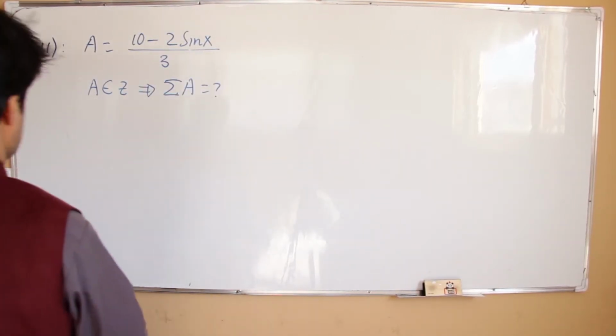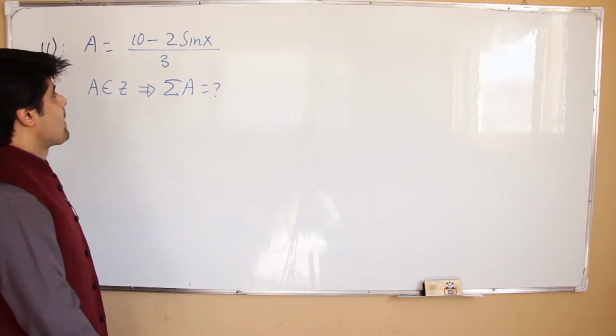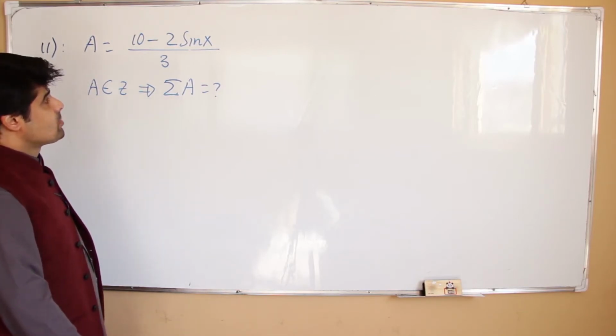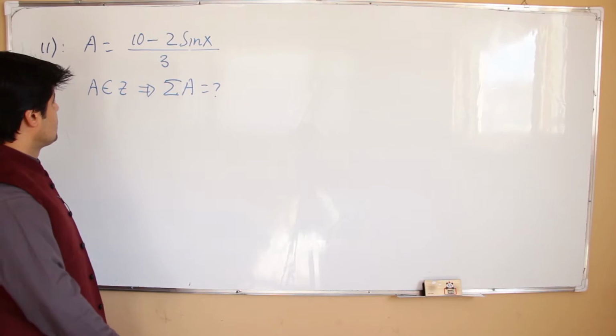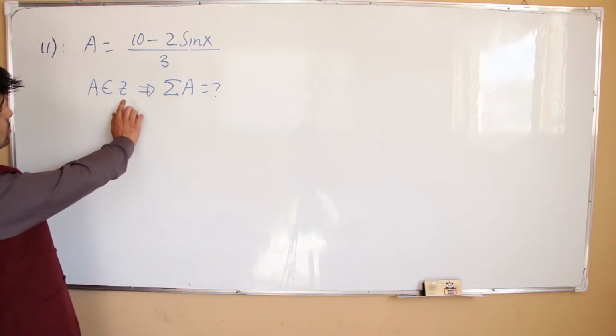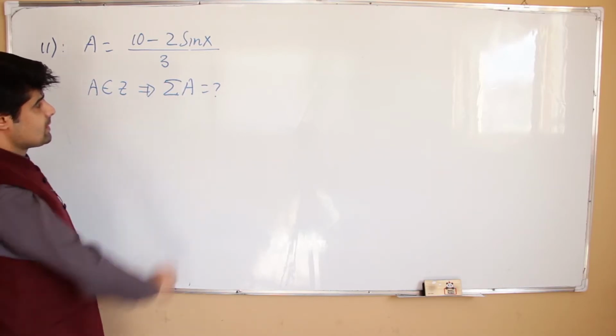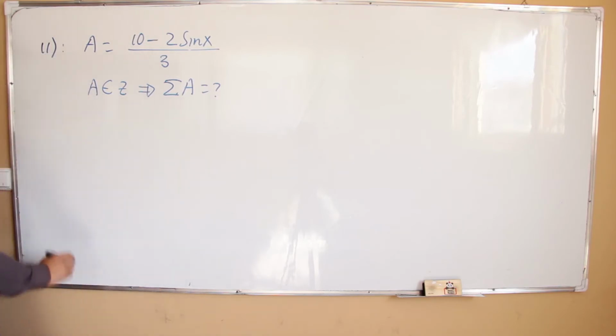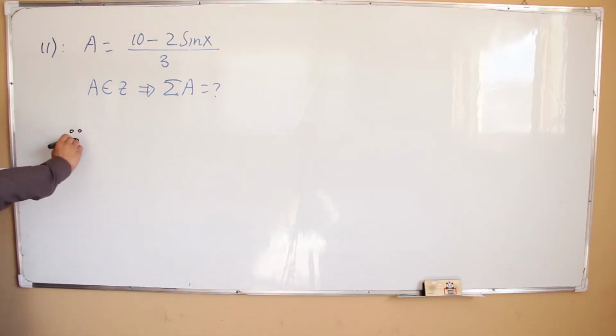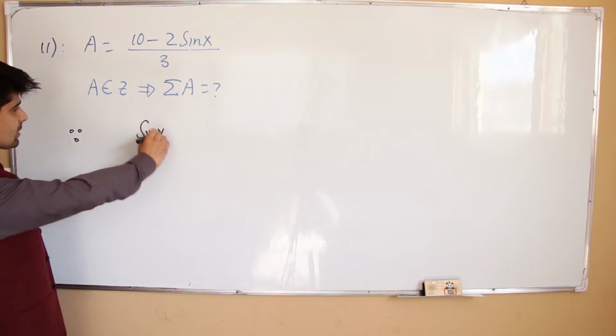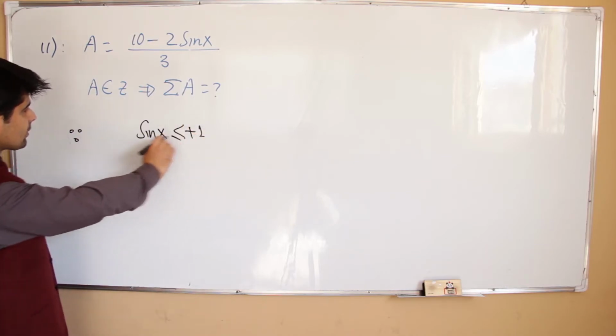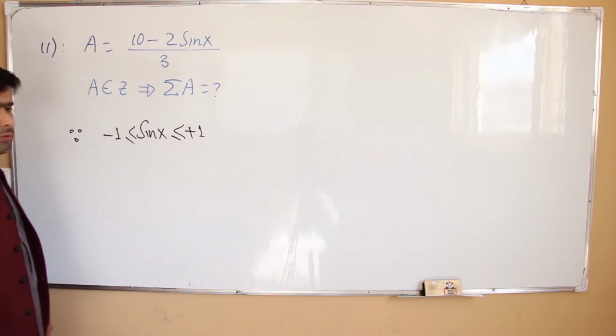Question number 11. A is (10 minus 2 sine x) divided by 3. Now A includes integer numbers. What's the summation of the A? One thing we know is that the range of sine x is between +1 and -1. Am I right or not?